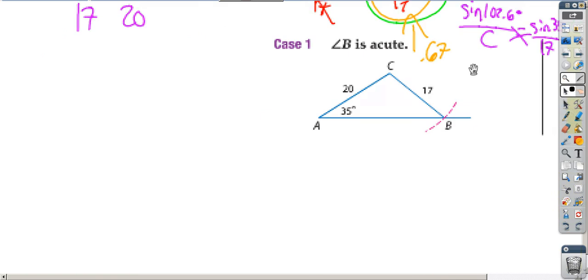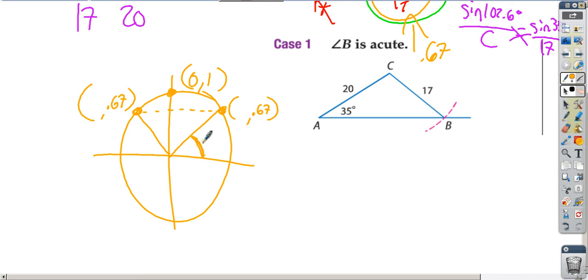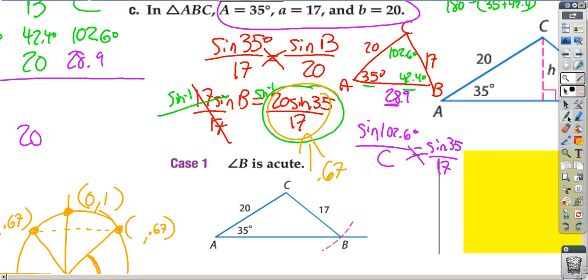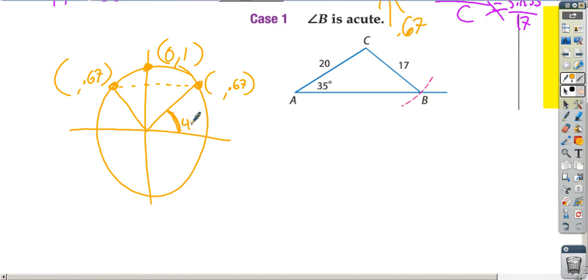So let's draw a circle right here just to verify this. So remember, sine is the y-coordinate. Up here the y-coordinate is 1. Okay, 0.67 is maybe about right here, but there's another point over in this quadrant that also has a y-coordinate of 0.67. That means there are two angles that might have that sine. Here's one of the angles right here, and that's the angle we found. That was 42.4 degrees. You can see that's an angle in the first quadrant, so it's 42.4 degrees.